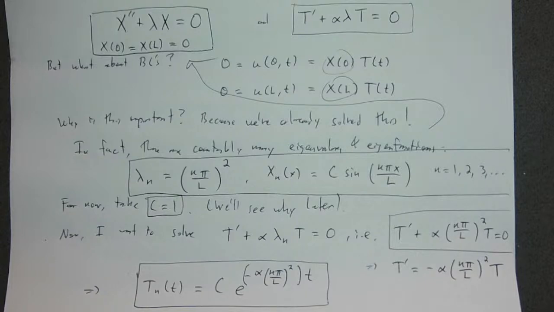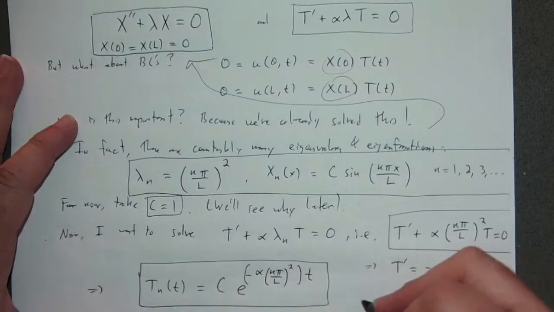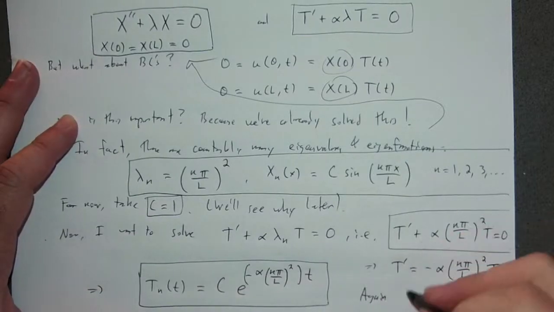Okay, and if you don't believe that this satisfies this ODE, just check, of course, take a first derivative and see if it's equal to that constant times itself. Yes, of course it is, right? Okay, again, take c equal to 1. We'll see why this is.